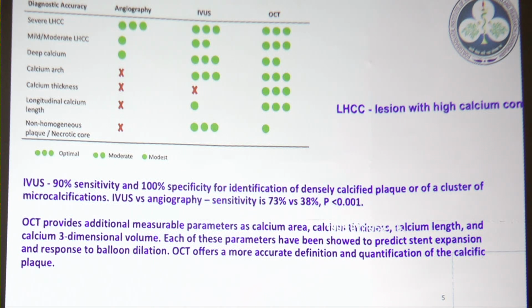The OCT provides, as I already mentioned, more things like the calcium area, calcium length, and the three-dimensional calcium volume, which of course is not there with the IVUS.